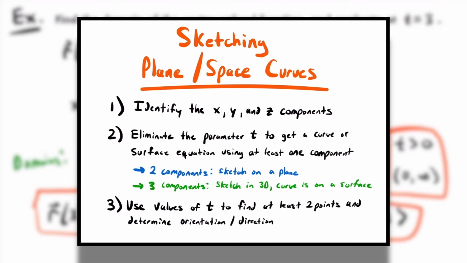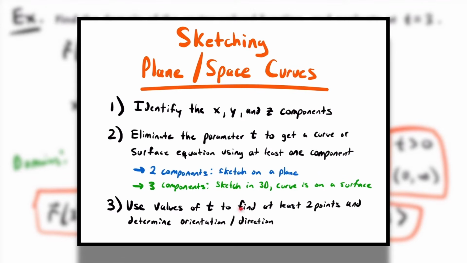All right, so whatever you do in this second step, when you eliminate the parameter t in the components of your vector function, when you have three components, you want to try to use at least one or two of them to get an equation of some type of surface that you know how to sketch. And once again, if you're not quite following that, don't worry, you will see what I'm talking about in our example problems. Okay, and then finally, the third step is to use values of t to find at least 2 points and determine the orientation or direction of the space curve or plane curve.